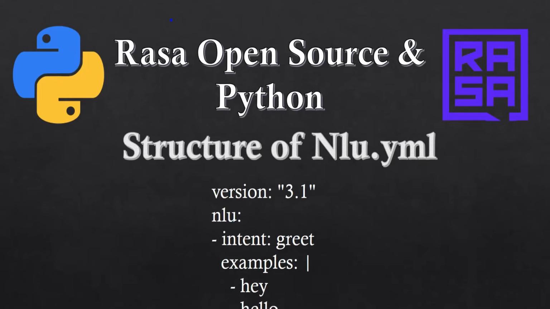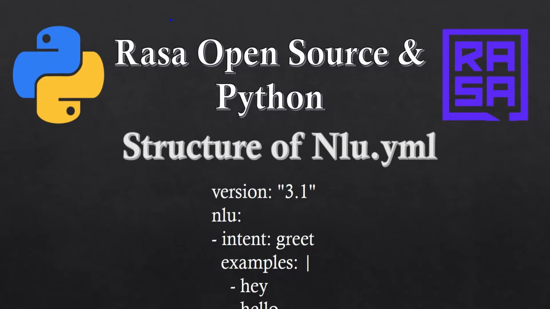Now let's talk about the structure of the NLU.yml. We already have talked about this. The NLU.yml file follows a YAML syntax structure. It starts with the version field, which specifies the version of the Rasa NLU format being used. For example, in our case, it's 3.1. The main content of the file is organized into a list of intents, each containing the intent name and also a block of examples. Examples are represented as a list of phrases that represent user inputs corresponding to a specific intent.